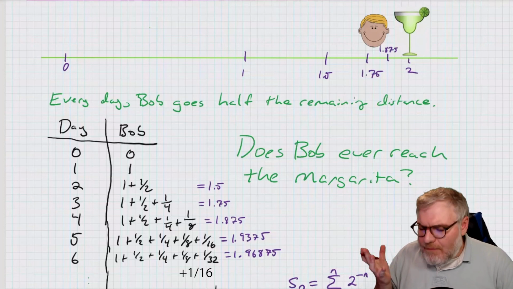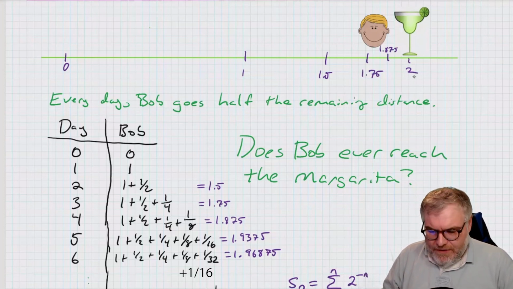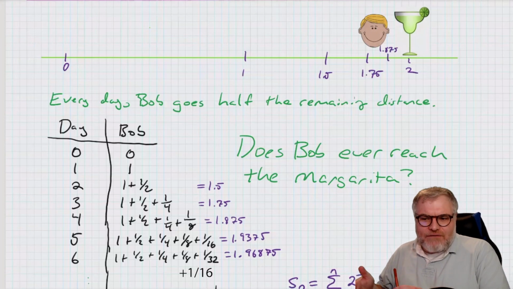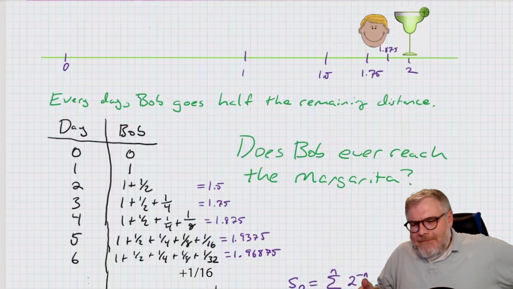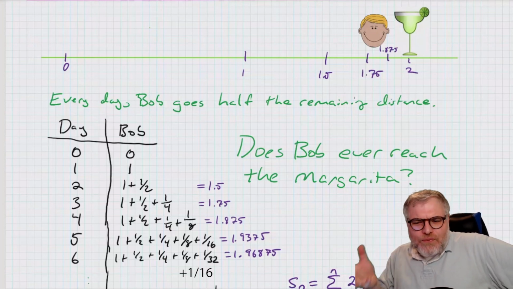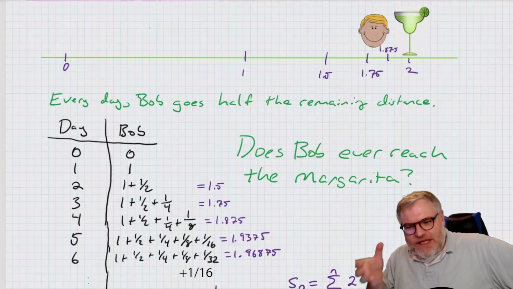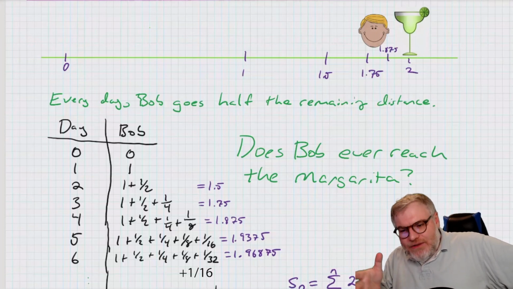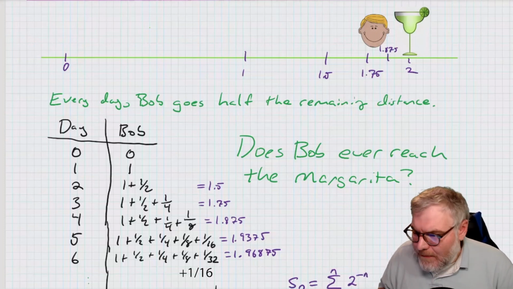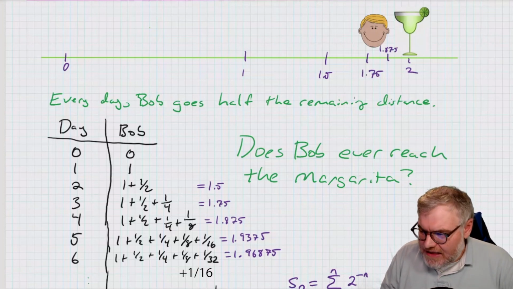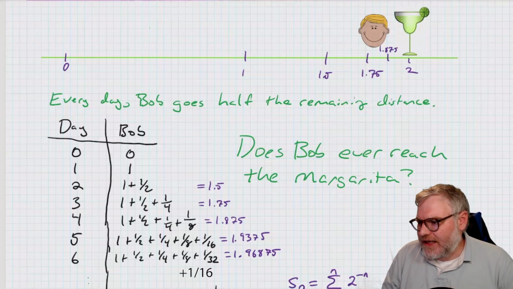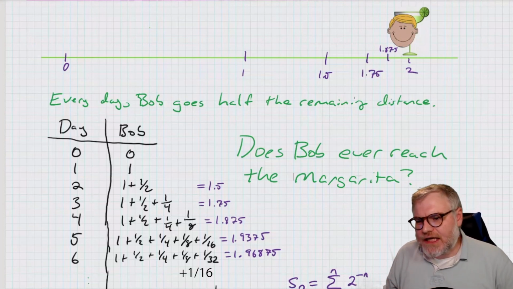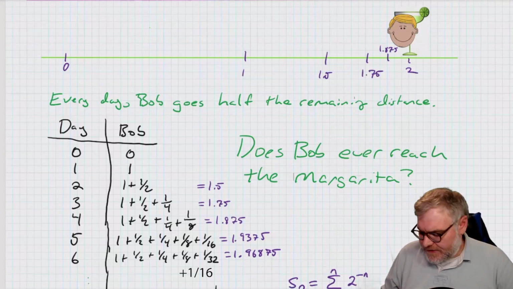Now, does Bob ever reach the Margarita, which is sitting here at 2? And that's sort of a silly question, right? I mean, no, he goes on forever doing half the remaining distance. But does Bob ever get close enough to drink the Margarita? And that's a different issue. Does he get practically, you know, at some point when I start moving Bob in here closer and closer to the Margarita, he's touching the Margarita. Even though he's not on top of the Margarita, he's getting on top of the Margarita. So does he at some point get close enough to drink the Margarita for all practical intents and purposes?